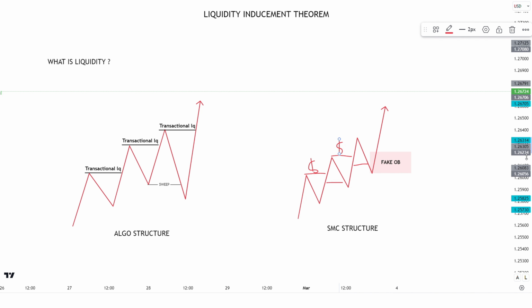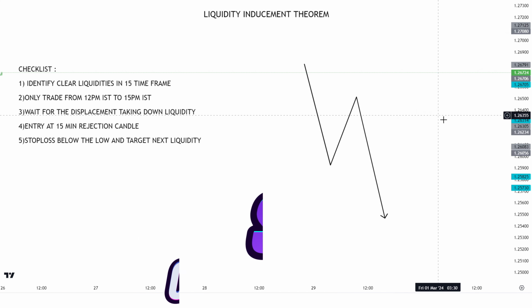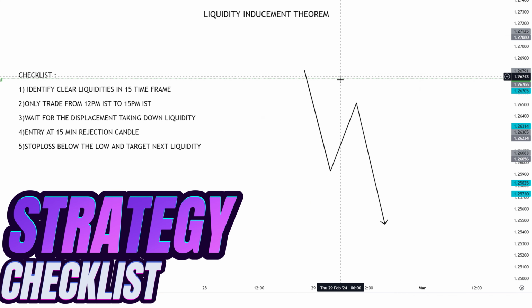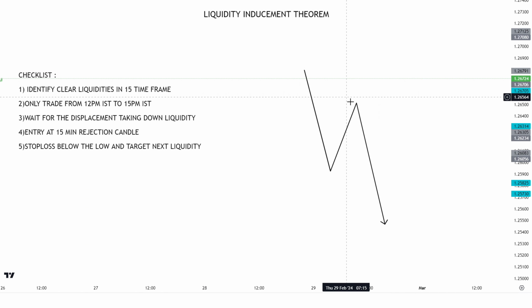The strategy I'm going to teach you is based on the liquidity inducement theorem. Now I teach it to you. If you follow this set of rules and the checklist I'm going to give you, you will be insanely profitable in the marketplace. So coming to the rules of the strategy, we should identify the clear liquidity points in the M15 time frame. This strategy doesn't require the daily, 4-hour or 1-hour time frame. We just need one time frame, and that is the 15 minutes time frame.